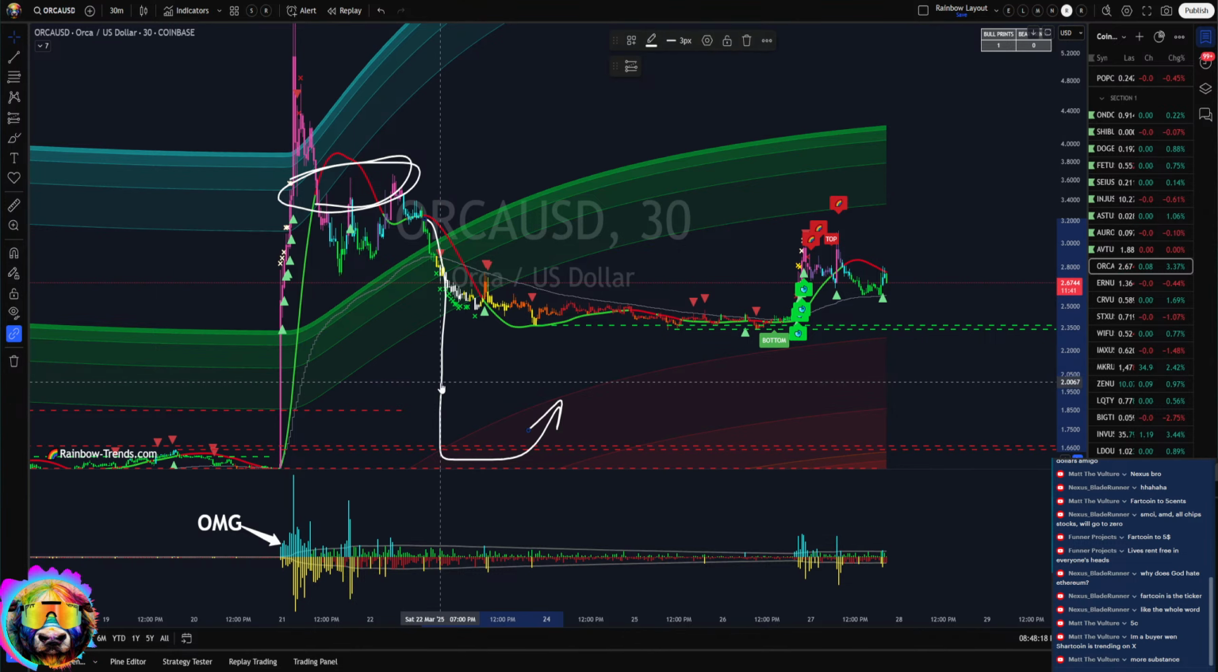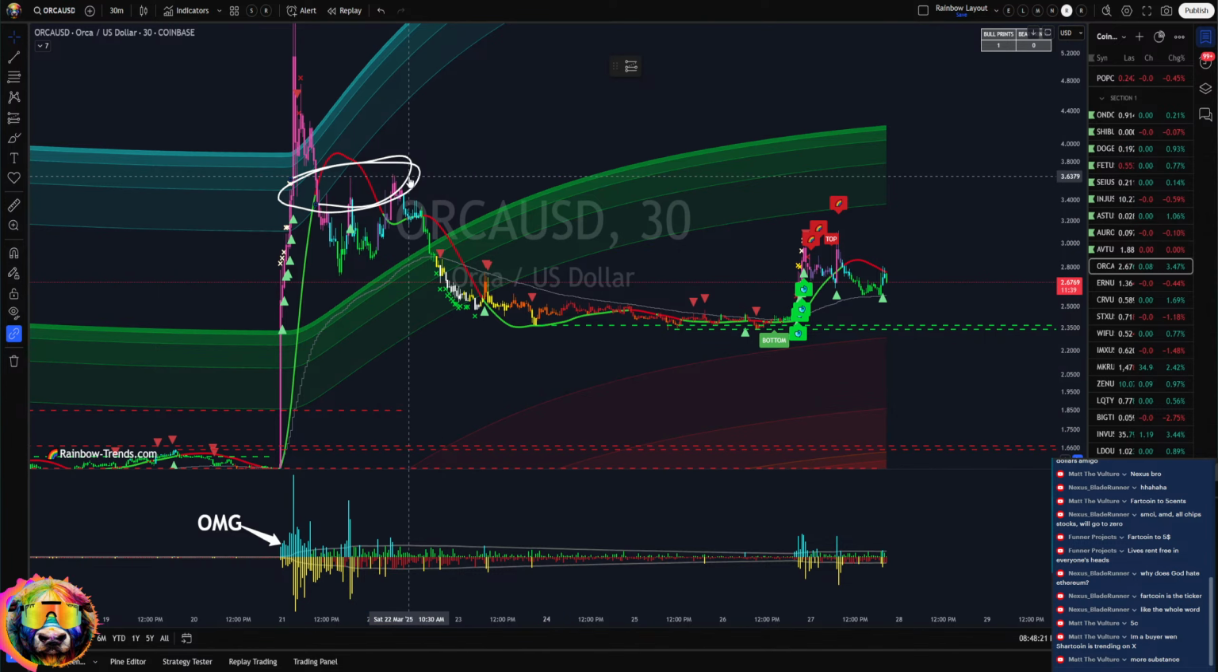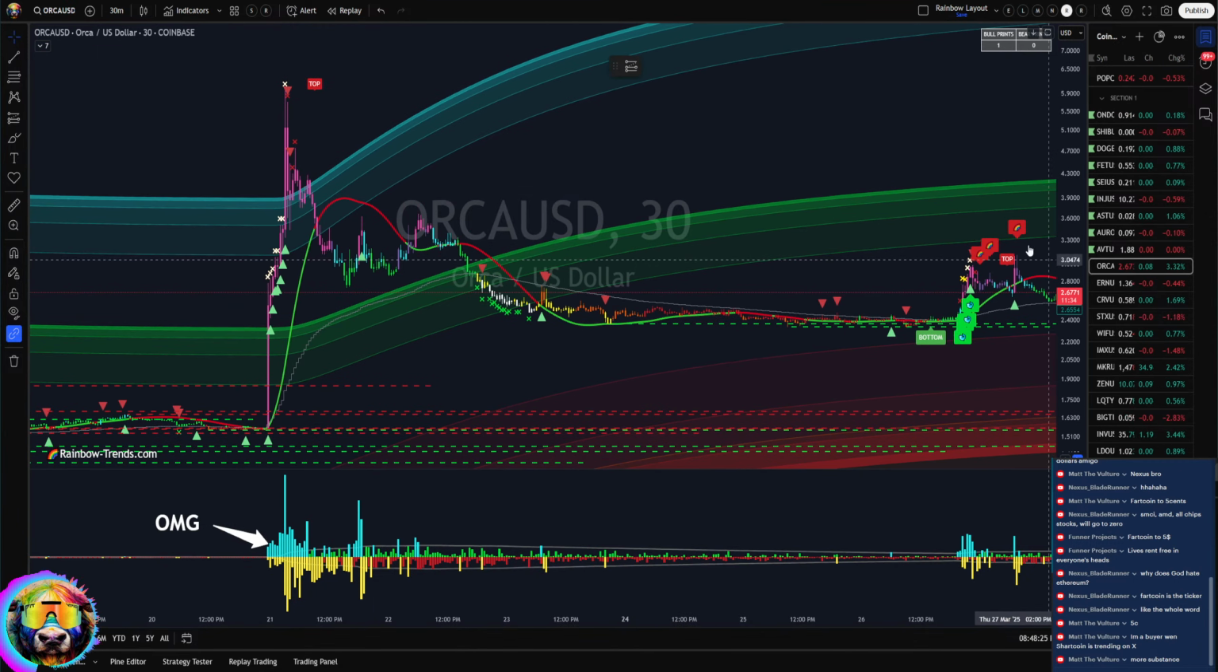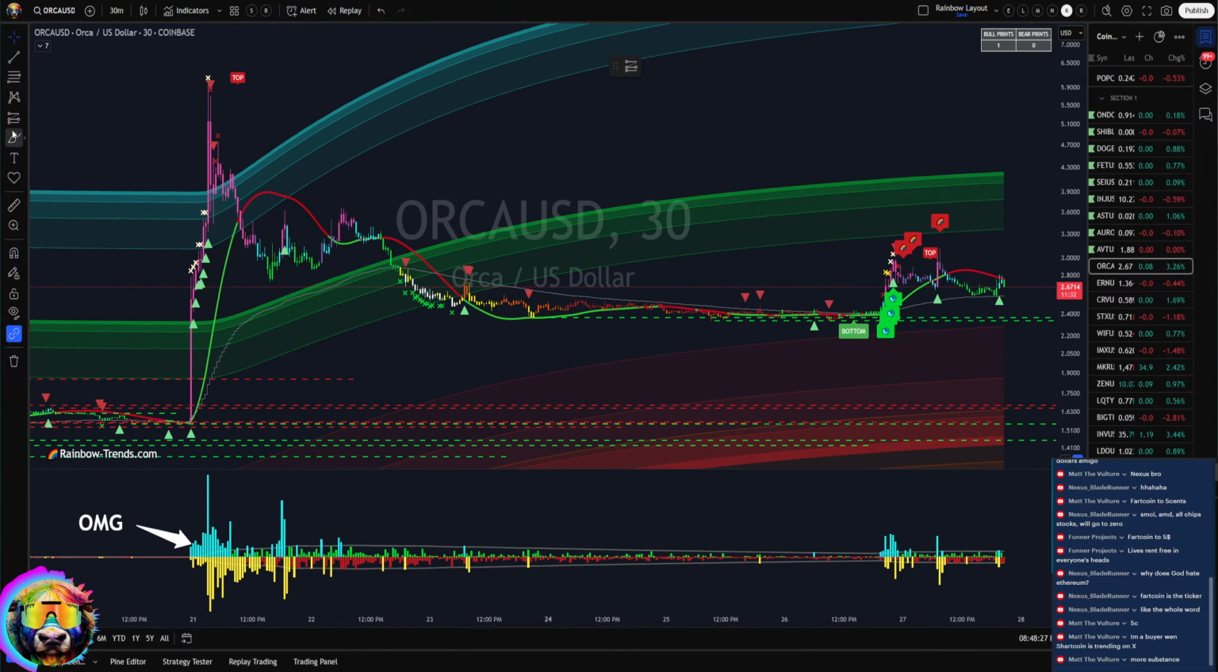But what I saw, it rapidly bled out. And I then figured out on Twitter, shout out the Twitter feed, I believe it was BitGet or BitGo listed Orca.